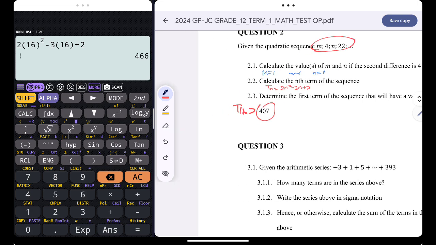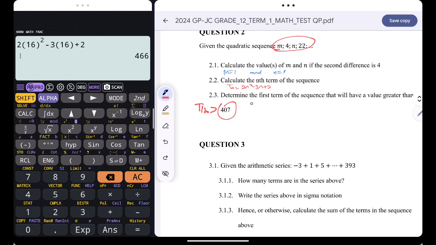So in this case, determine the first term. The 16th term is the one which is greater than 407. That's how you should write your answer, guys. Let me write it neatly. Therefore, T16 is the first term to be greater than 407. That's how, guys, you're supposed to tackle this question.